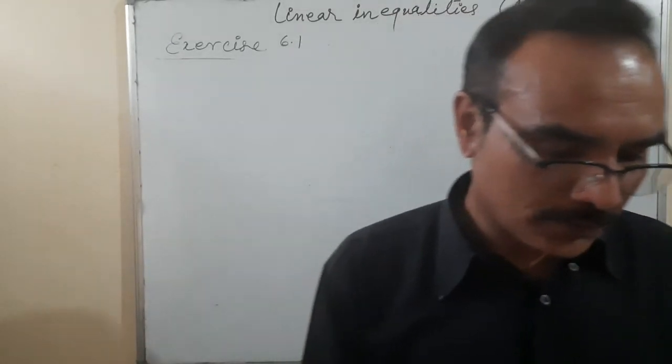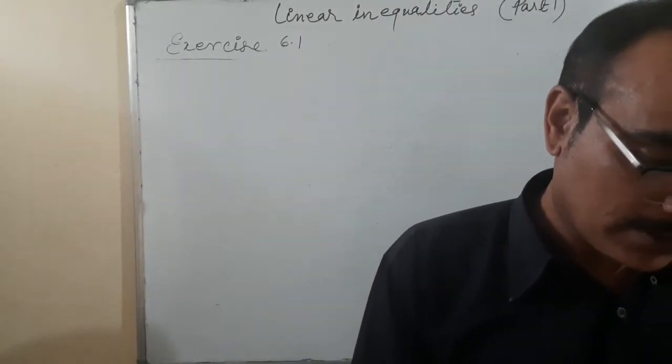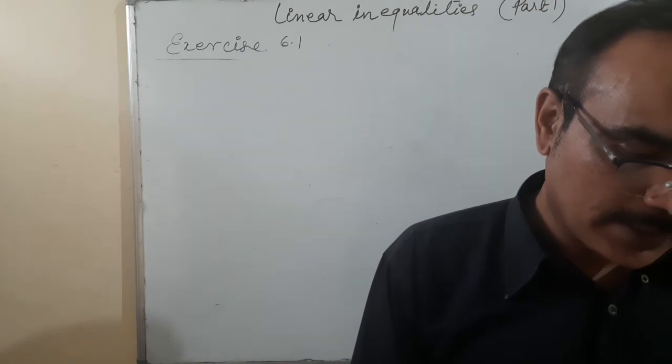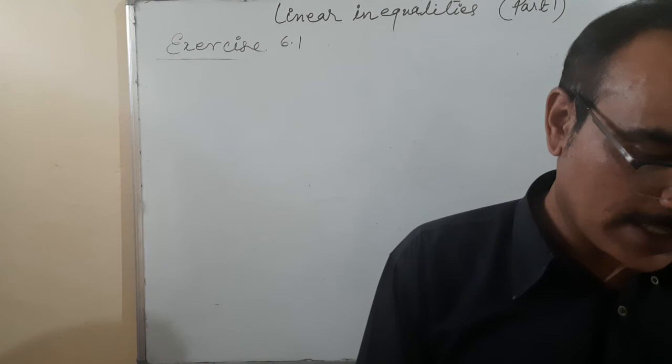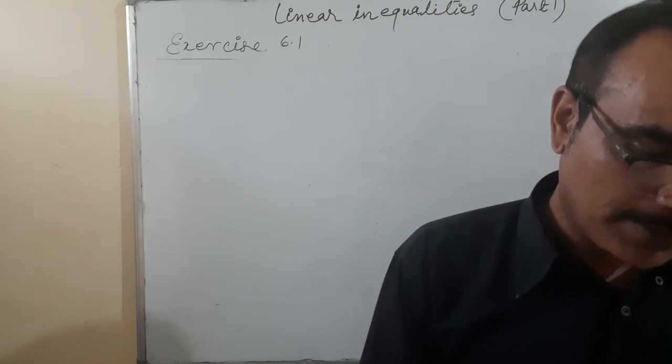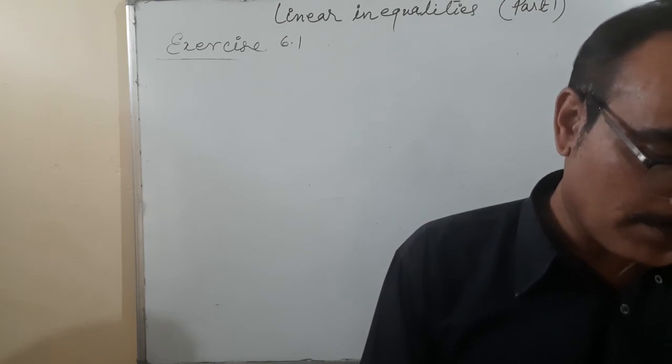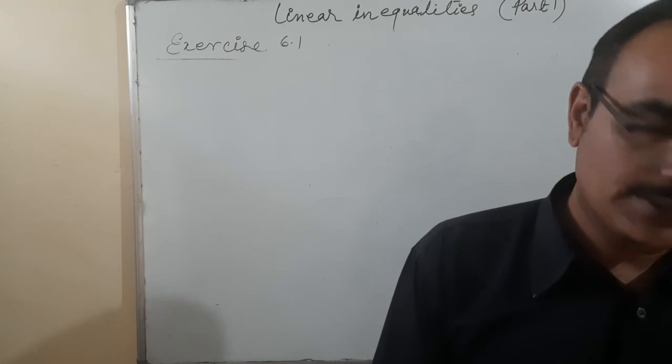And now let us take question number 25. The longest side of a triangle is 3 times the shortest side, and the third side is 2 centimeters shorter than the longer side. If the perimeter of the triangle is at least 61 centimeters, find the minimum length of the shortest side.